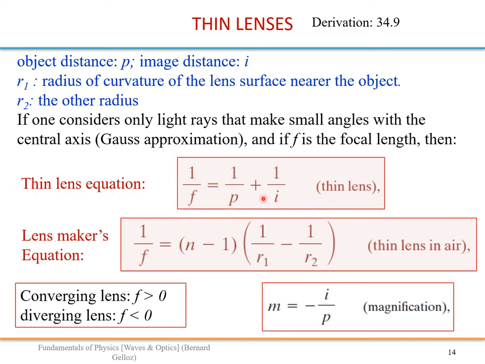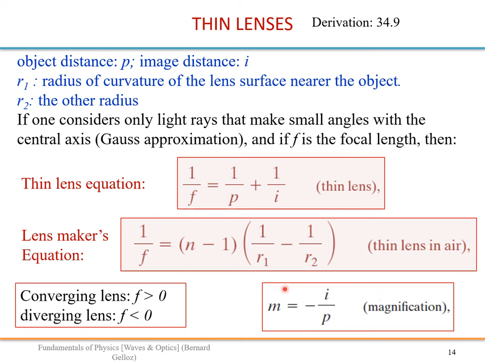So it is the P-I-F formula, in fact the same formula as the one used for spherical mirrors. P is the object distance, so generally it's positive. Then you have I, which could be positive for real images and negative for virtual images, and your F. F is positive for a converging lens and negative for a diverging lens.